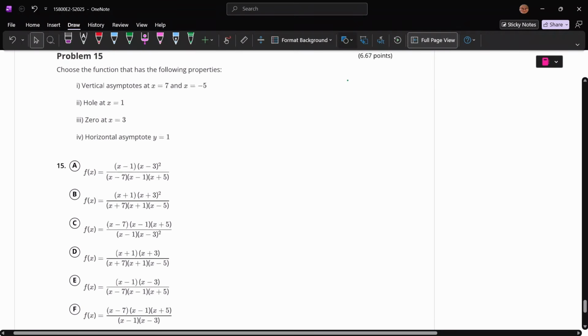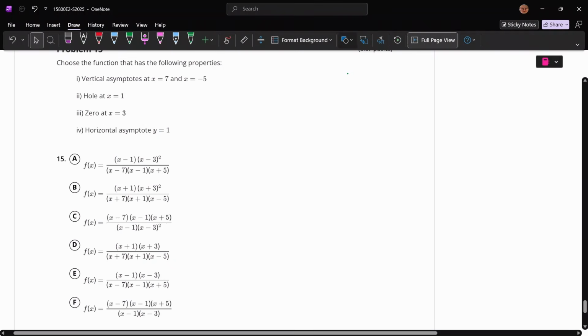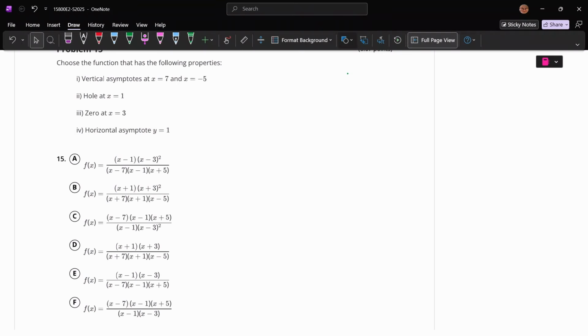Choose the function that has the following properties: a vertical asymptote at x is equal to 7 and x is equal to -5, a hole at x is equal to 1, a 0 at x is equal to 3, and a horizontal asymptote at y is equal to 1. So this question, wow, this is a loaded question. It's really just gauging how well you understand discontinuities and behavior of rational functions.